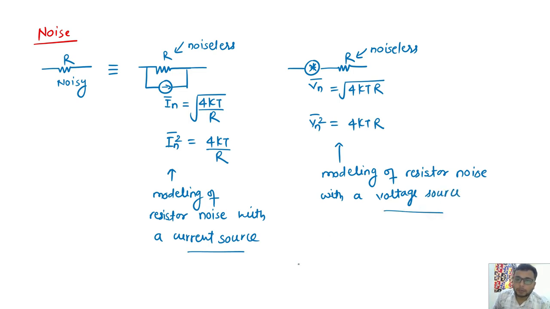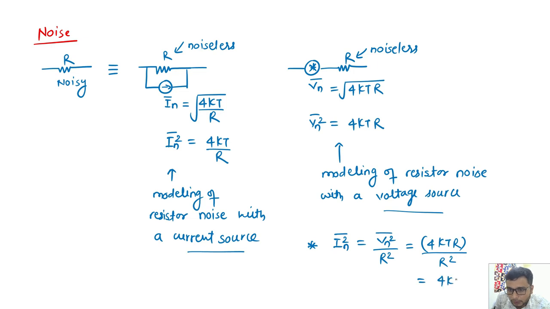For the relation between these two, the mean square value of the noise current can be written as the mean square value of the noise voltage across the resistor divided by the resistor squared. That is 4kTR divided by R squared. It can be written as 4kT by R, so we can see the relation holds true. This is 4kT by R and this is 4kTR.